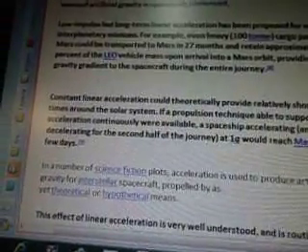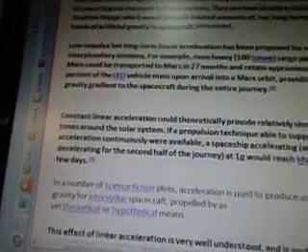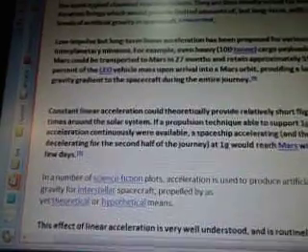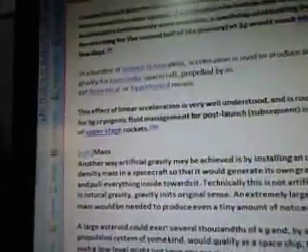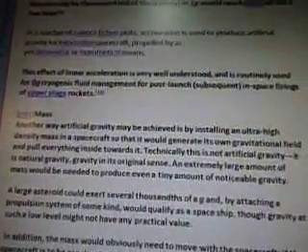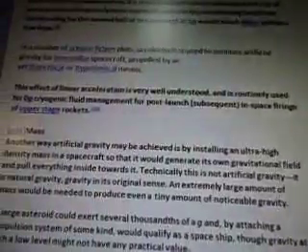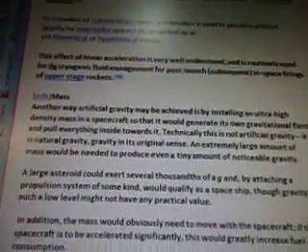If a propulsion technique able to support 1g of acceleration continuously were available, a spaceship accelerating and then decelerating for the second half of the journey at 1g would reach Mars within a few days. So can you imagine if it didn't have to decelerate? It could just go straight there. It wouldn't take very long, according to them. This effect of linear acceleration is very well understood and is routinely used for zero-G cryogenic fluid management for post-launch subsequent in-space firings of upper stage rockets.